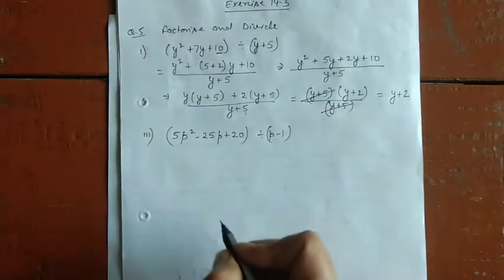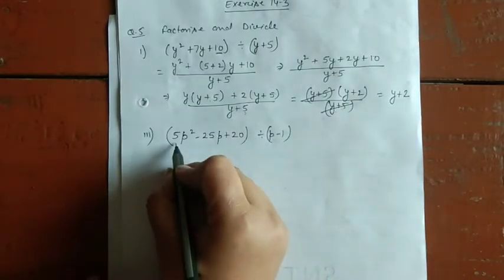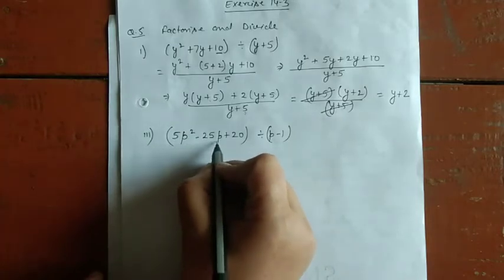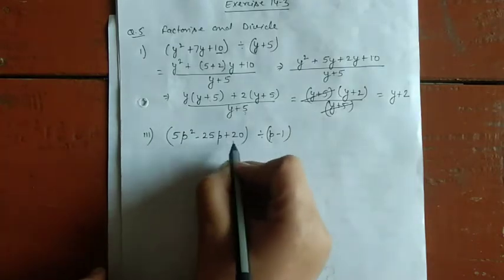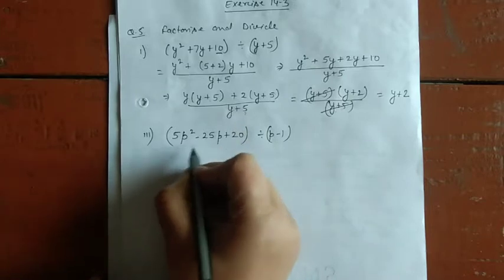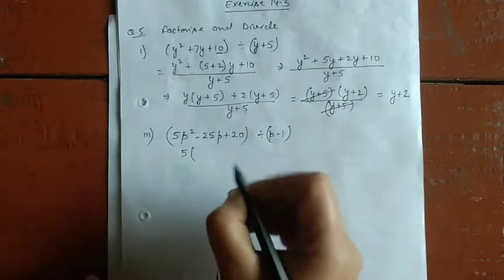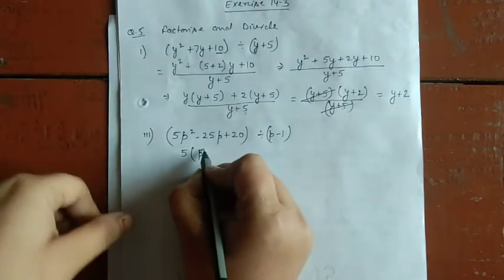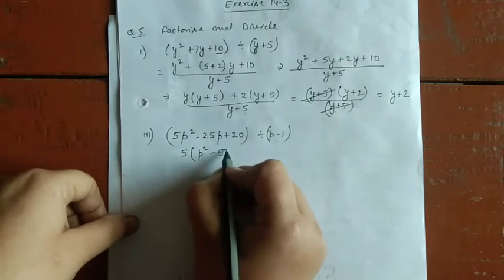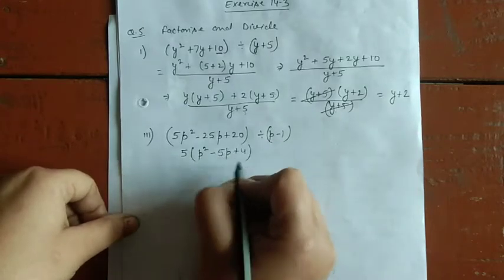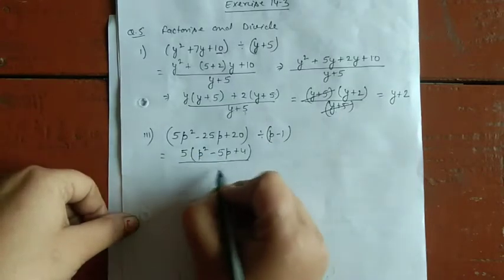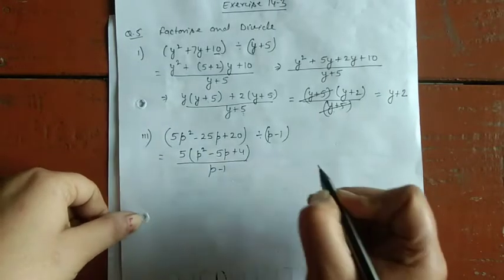So let us see the numerator. In the numerator we have 5p square minus 25p plus 20. Just have a look, from all these three terms we can take 5 as common. So what is the remainder here? P square minus 5p plus 4. And it needs to be divided by p minus 1.